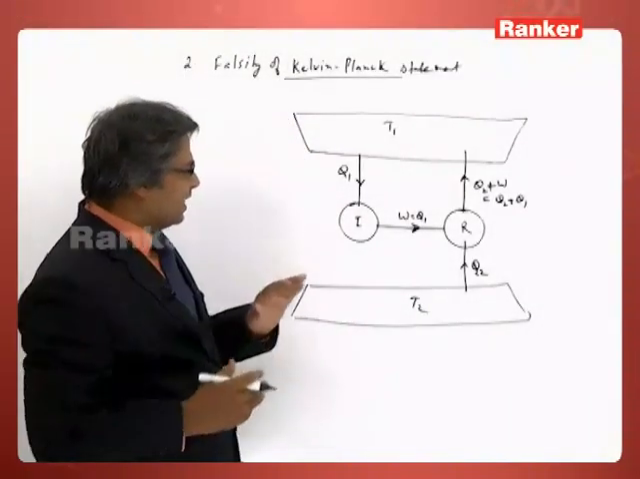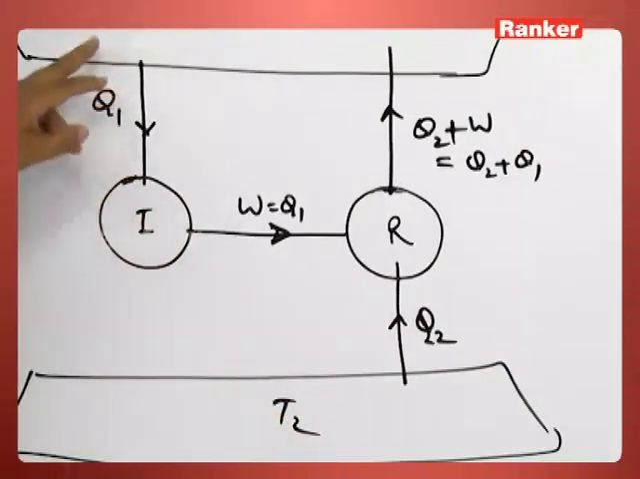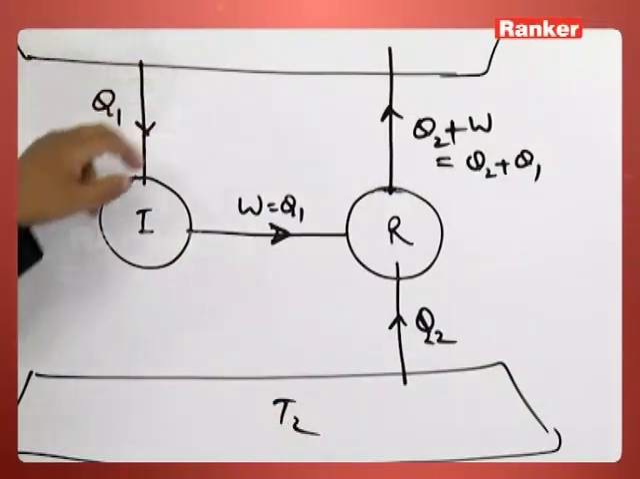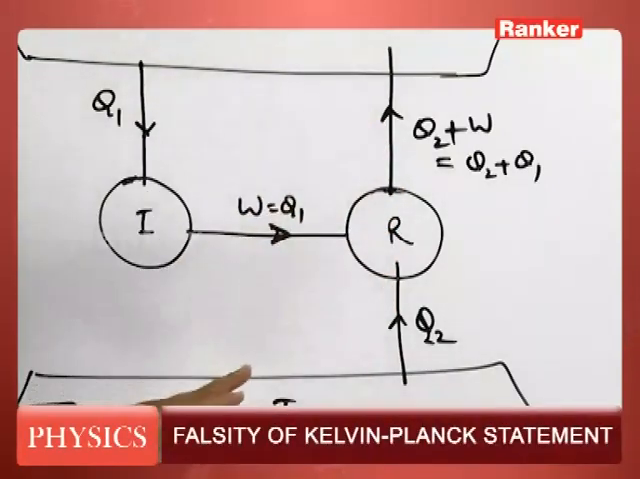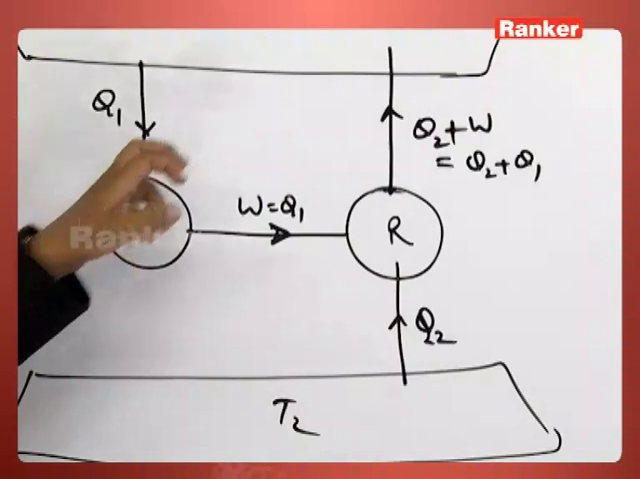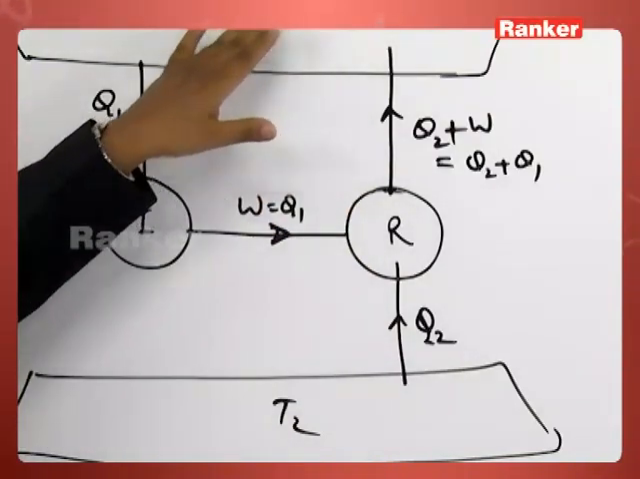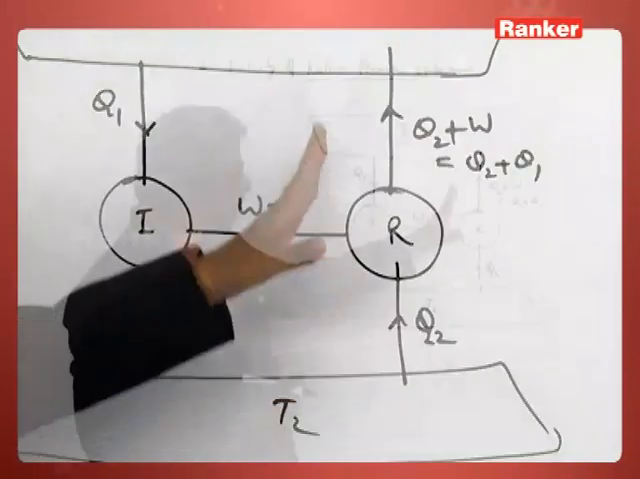So we see, what is the net result? The net result is that this Q1 we are taking from here, and we are giving Q2 plus Q1. So you are taking Q1 and we are giving back Q1. So net Q2 goes to this higher temperature and net Q2 is coming from lower.